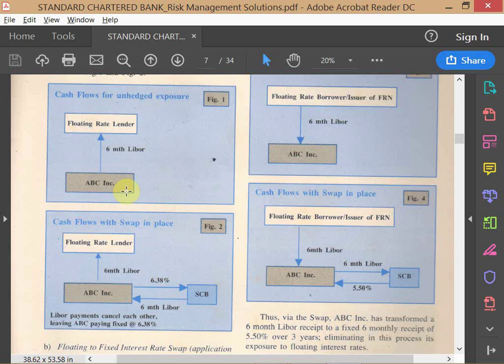The 5-year equivalent of LIBOR, because earlier I was borrowing 6-month LIBOR flat and now I just converted it into 6.38, and that's all I had to pay. I might have had to pay 7.5 if that was the rate, but in this case the market rate was 6.38. Is everyone following this point?